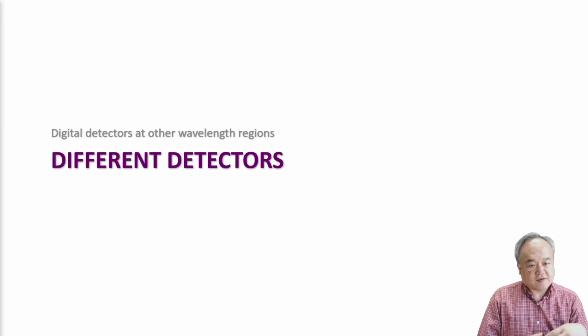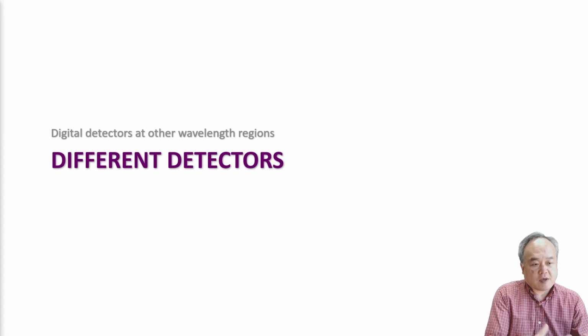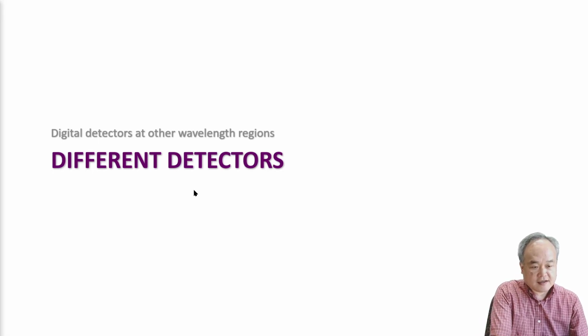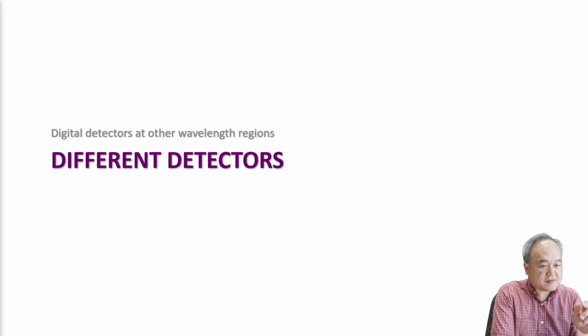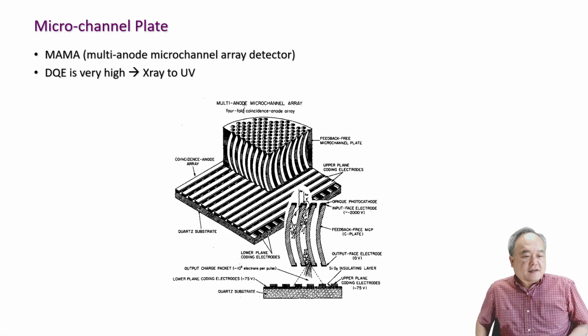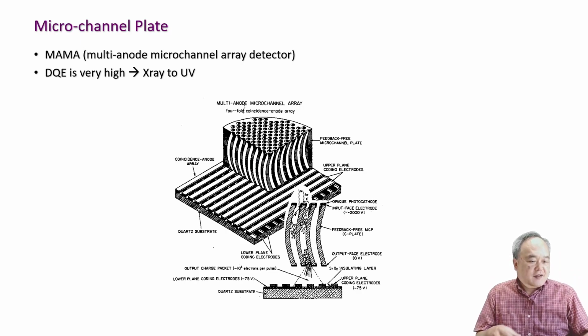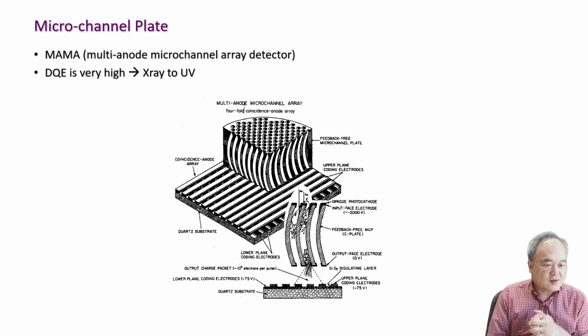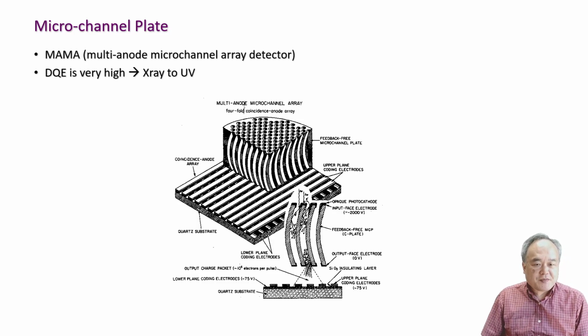Different detectors actually work on different wavelength regions other than the visible or optical light. This video will be short, about 5 to 10 minutes. So the first one is a special type, a special design of detector called the microchannel array.